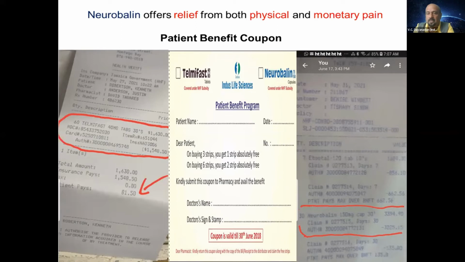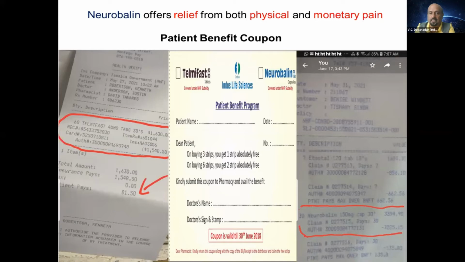Which is definitely a big saving, especially during the pandemic, where everybody is squeezing to look for opportunities to save money. And we have the patient benefit coupon. Don't worry about the date on it. We have long expiry coupons, which can additionally give some free pills to your patients. So doctors who want to pass on the benefit, please communicate to our med reps when they meet you. Ask for this coupon. Whenever you prescribe Neurobalin, along with the NHF subsidy, they'll get free pills from the pharmacies.